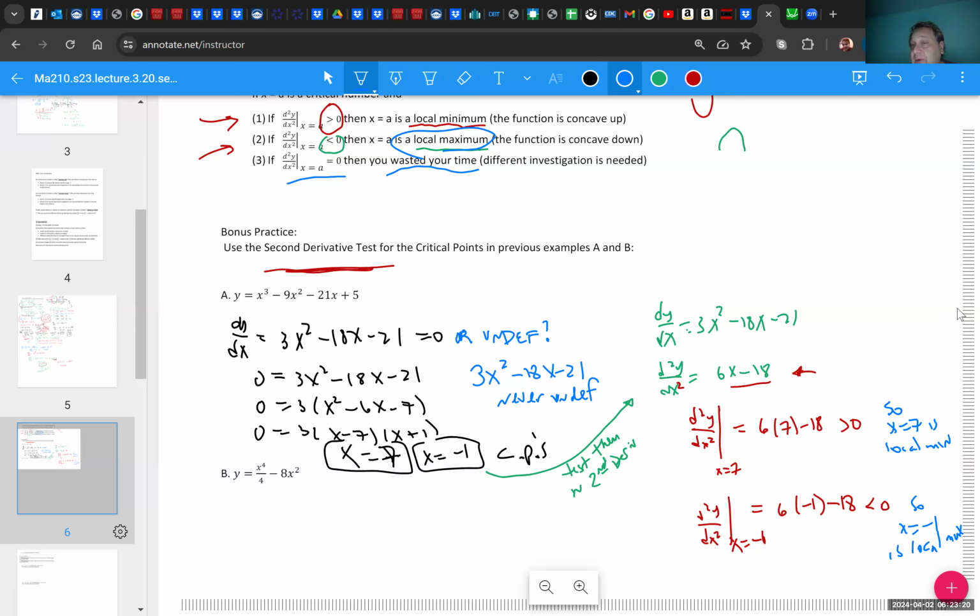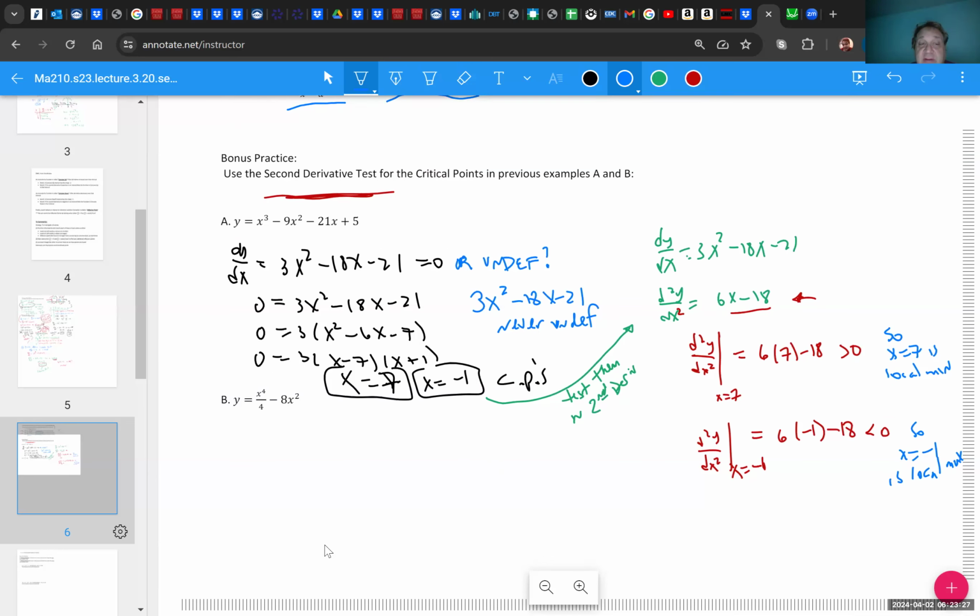So let's do one more example of that, just so you can see the second derivative test in action, and then we will be done with today's video.